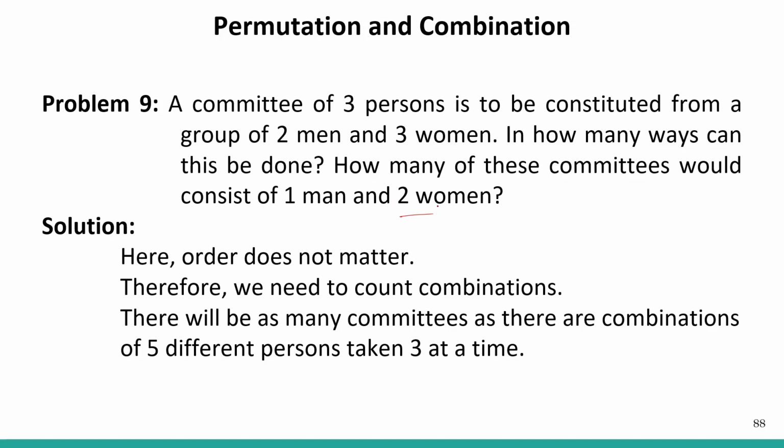First try to see in how many ways we can form a committee. From 5 persons, that is 2 men and 3 women, we want to form a committee of 3 persons. So it will be 5C3. This many total ways we can form a committee. In how many ways would the committee consist of 1 man? So it will be 1 choice, 2 choice, into 3 choice into 2 choice. It will be 4 into 3, equal to 12 choices to form a committee.